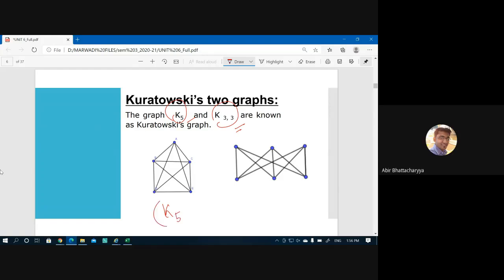So this graph is called K5 and this graph is K33. The first graph is Kuratowski's first graph and the second one is Kuratowski's second graph. These two graphs are important because they are basic non-planar graphs. Basic non-planar graph means the primary level non-planar graph. Lots of non-planar graphs will be there, but these two graphs are primary levels.